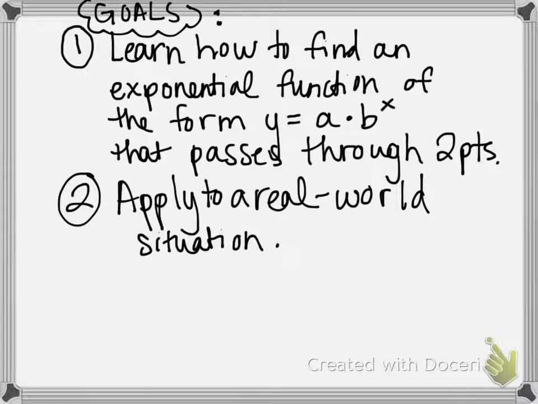All right, the goals for this are: one, to learn how to find an exponential function, there it is again, of the form y equals a times b to the x. Notice that the x is in the exponent. That's what makes it exponential. And it passes through 2 points, so we're going to figure out how to write our own equation. Then apply it to a real world situation. We're going to do half-life, which hopefully you're talking about a little bit in chemistry.